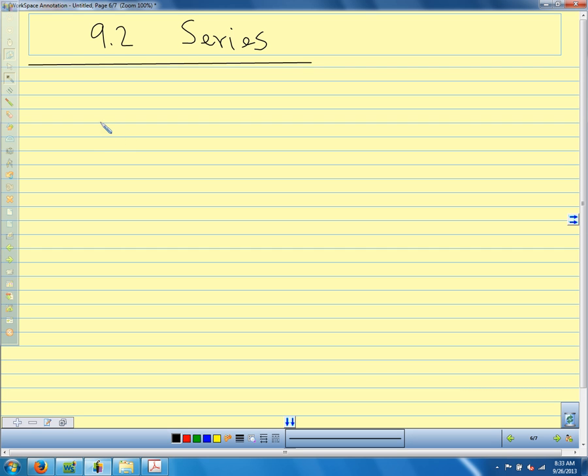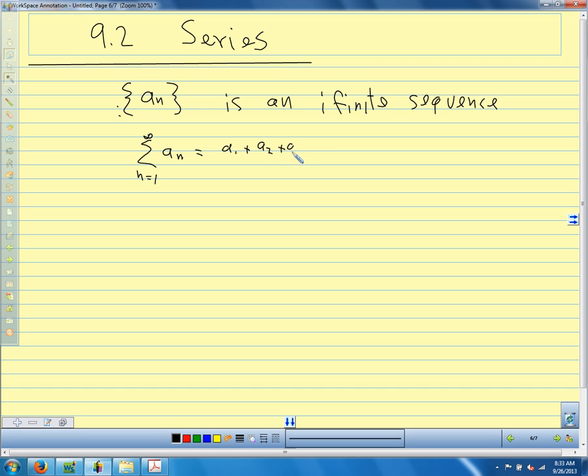All right, so we use sequences to represent infinite summation. So we have an infinite series. Can't draw a brace today. So we're saying a sub n is an infinite sequence. Our infinite series is just the sum of the terms. And we're just adding a sub 1 plus a sub 2 plus a sub 3 plus dot dot dot. This is an infinite series.